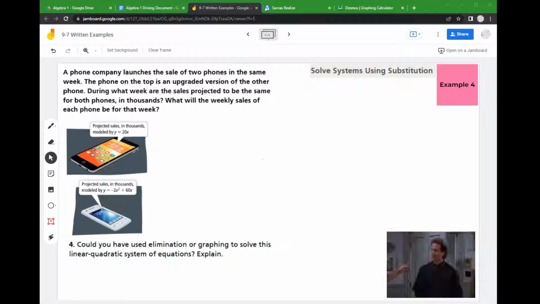In today's video, I'm covering example 4 from section 9-7 in the SavvasRealize Algebra 1 textbook. Today's video is about solving systems using substitution.